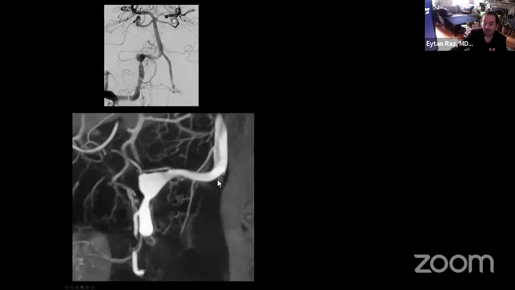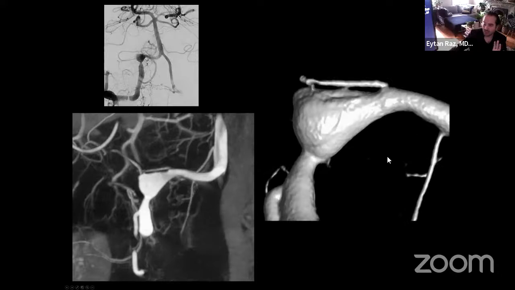But if you want to take a step forward and understand things in detail before moving to a sacrifice of a vessel, you can certainly get better imaging. In this case, a Dyna CT, this is a MIP reconstruction of the Dyna CT. You can also do a 3D reconstruction of that. Now you see things a little more in detail. So what do you see? You certainly see the PICA. We knew about the PICA also from the 2D images, no question, right?